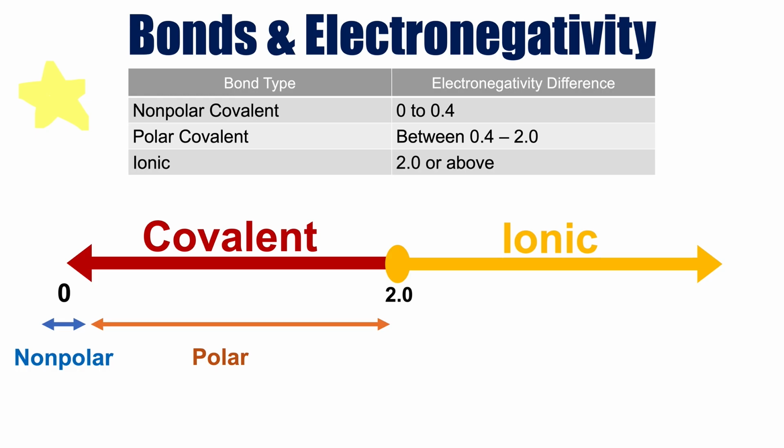All right, so at this point, you should be able to take the difference in electronegativity and identify whether an ionic, a polar covalent, or a nonpolar covalent bond is going to be formed. If the difference is 2.0 or above, that's going to be an ionic bond and electrons are going to be completely transferred. If the difference is 0.4 to 2.0, you're going to have a polar covalent bond being formed. Electrons are going to be shared unequally and that dipole is going to be created. If the difference is 0.4 to 0, you're going to have a nonpolar covalent bond. Electrons are shared equally and there is no dipole being formed.